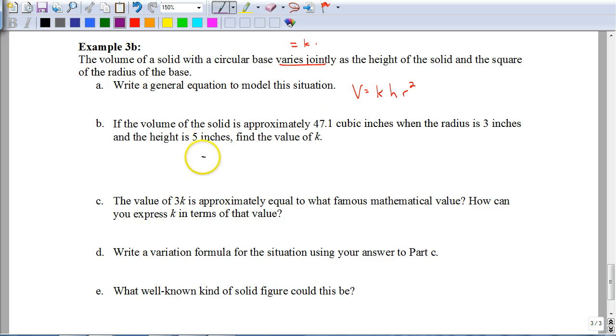So let's plug these in. So we get 47.1 equals k, which is what we're trying to find, times your height, which is 5, times the radius squared, which is 3 squared. Three squared is 9 times 5 is 45, so you can say k times 45 or 45k. Divide both sides by 45. We get k equals not 3.14, but you get 1.047.